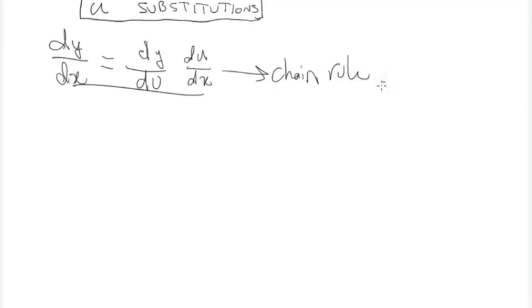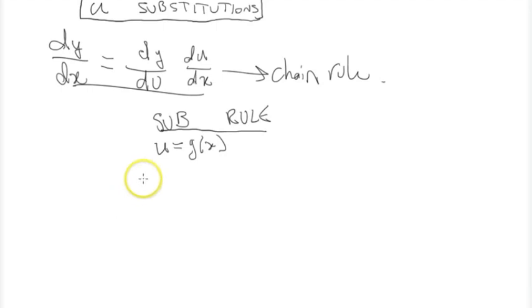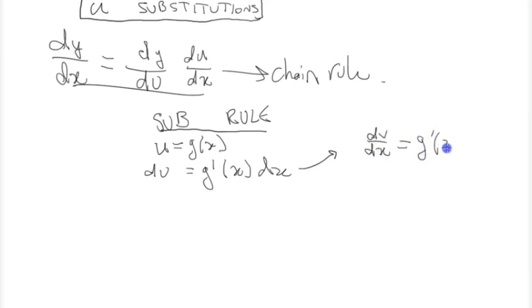Now, the substitution rule, on the other hand, does the same thing for integrals, and we also use a parameter that we're going to call u. That's why we call it u substitution. So let's define variable u as some function g of x. And we talked about differentials earlier on in the course, so du will be equal to g prime of x dx, because the derivative of u with respect to x would be g prime of x.